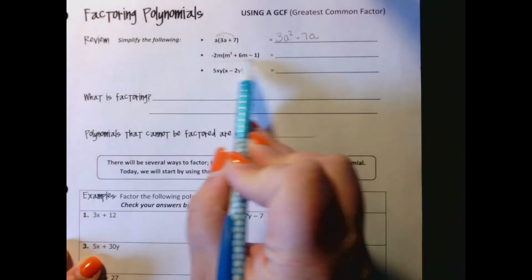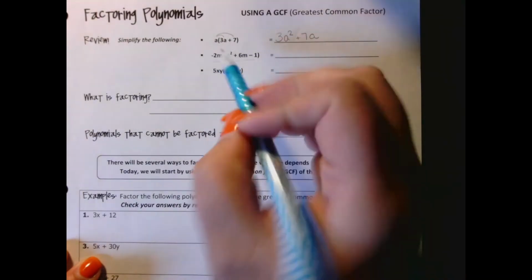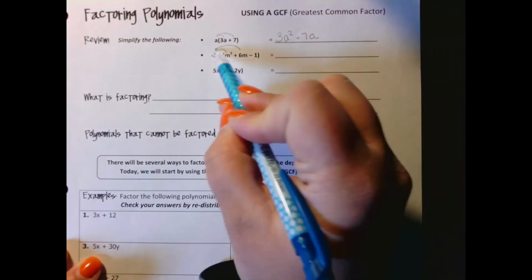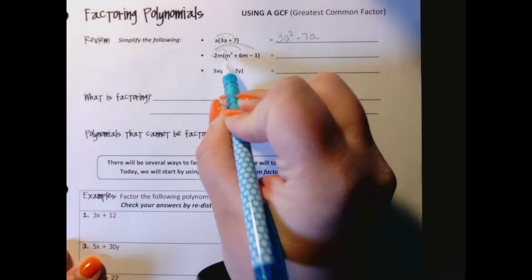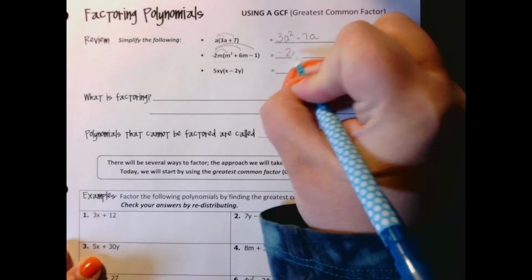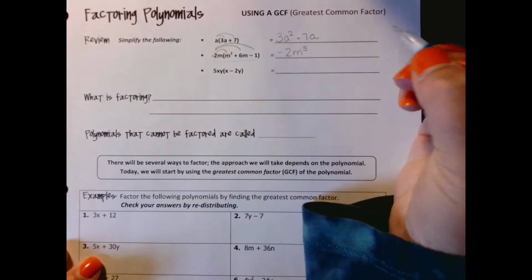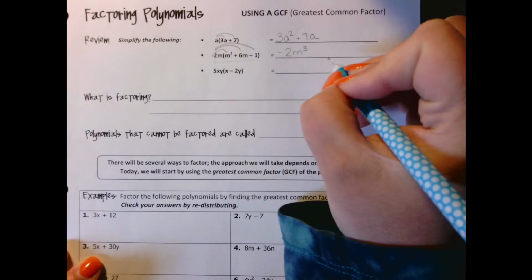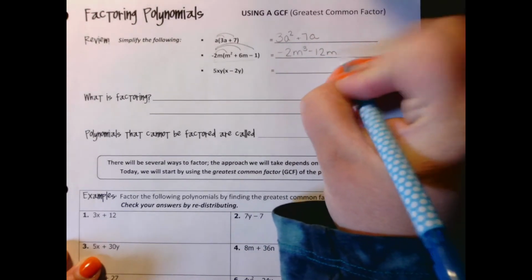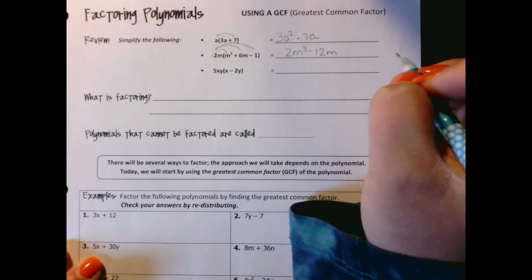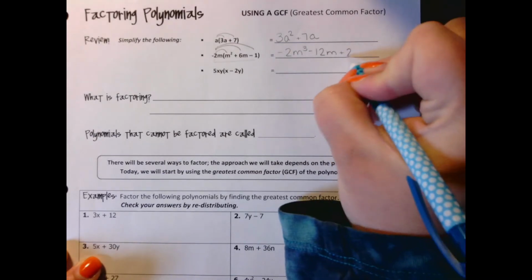Same thing here, I have negative 2m, distributing that out to m squared, 6m, and negative 1. Negative 2m times m squared gives me negative 2m cubed. Negative 2m times positive 6m gives me negative 12m. And negative 2m times negative 1 makes that a positive 2m.